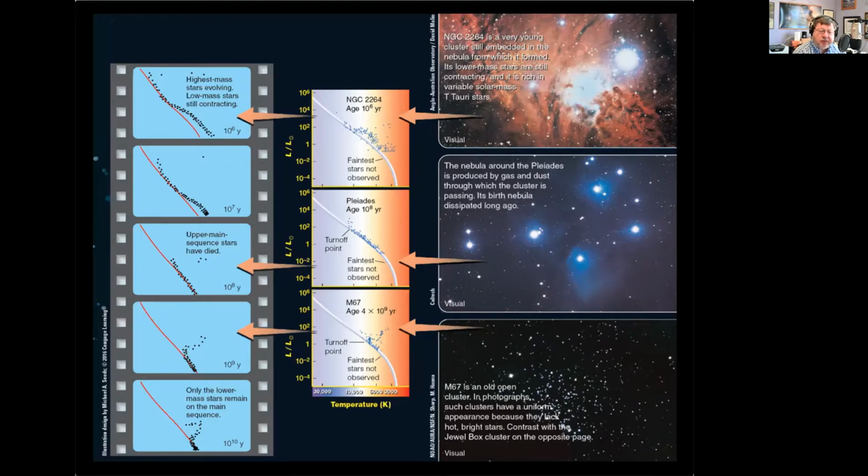So the turnoff point is where stars leave the main sequence, okay? And then they'll spend some time in the red giant phase. So the definition of turnoff point is when stars leave the main sequence. Our star, our sun, will leave the main sequence in about 4 billion years from now. And then it will spend another few 100 million years in the red giant phase and the blue horizontal branch before eventually becoming a white dwarf.